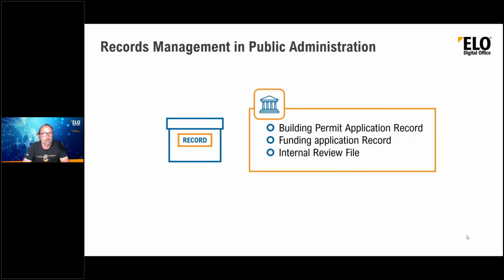So just some examples for records management in public administration. You have, for example, a building permit application record. So you want to build a house, and then you fill in the building permit application, and this is then a record with which will be worked, and then you get the building permit or you don't get it. Or a funding application record, for example, or an internal review file as well. So when you want to review your, let's say, filing plan, or the internal processes, then you can use records management for this as well.